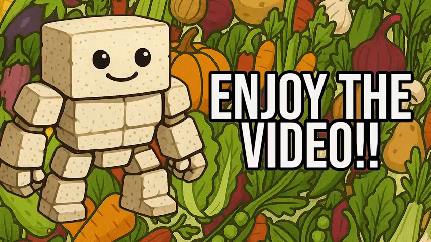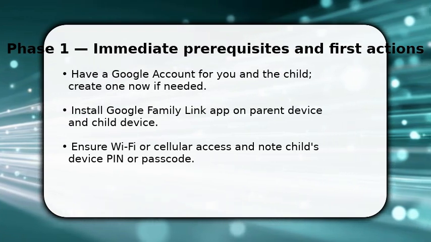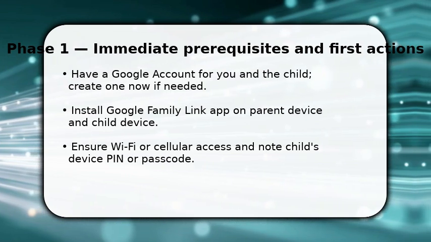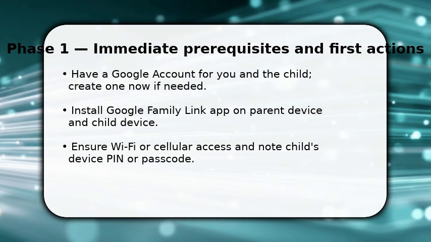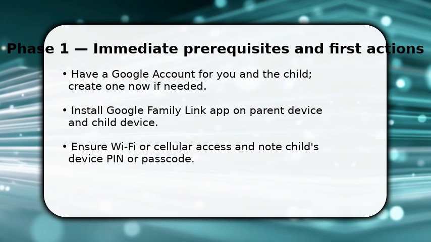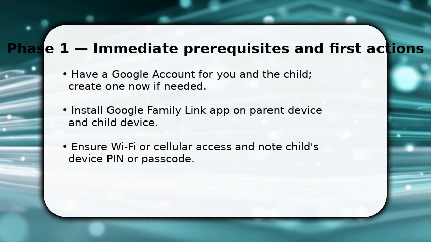Please enjoy the video. You begin by preparing accounts and devices. This step gets you running quickly. Sign into your Google account or make one if you don't have it. Once done, install the Google Family Link app on both the parent device and the child's device so they can communicate. Make sure Wi-Fi or cellular is active and note the child device passcode.